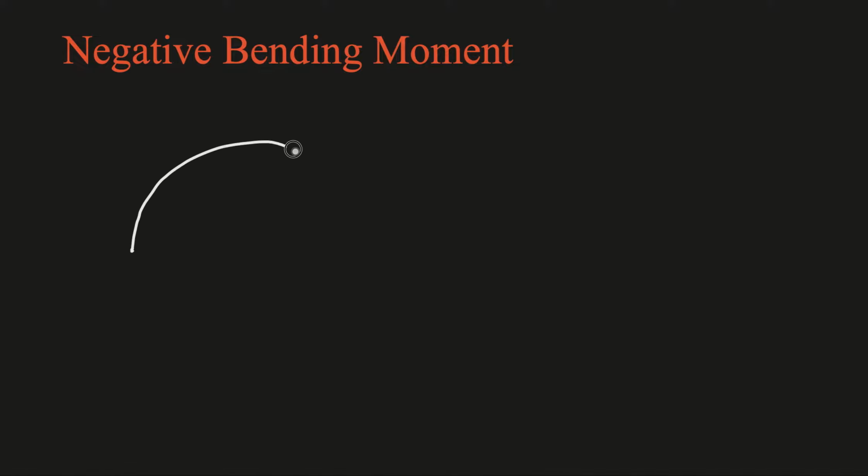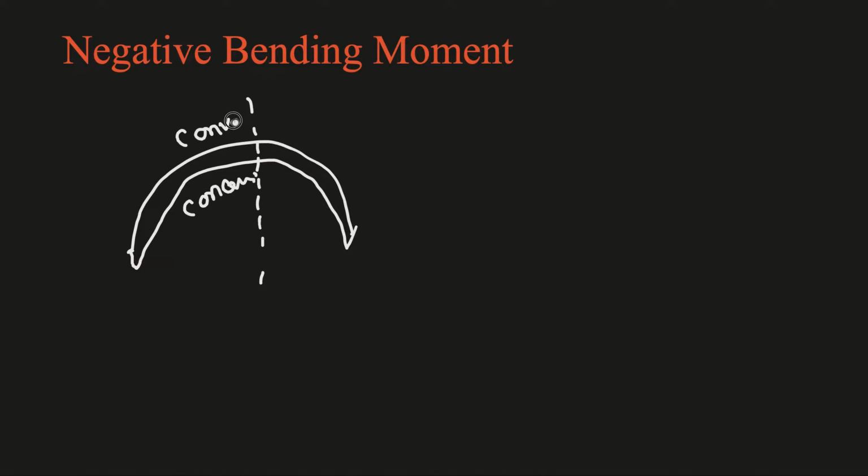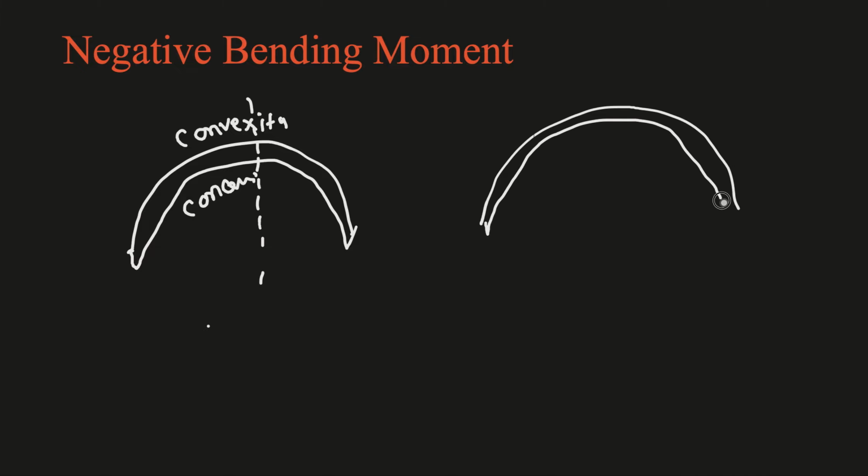Technically speaking, this is when the beam is bending like this. We have this section here. This is the concavity, this is the convexity. When the convexity is upwards and the concavity is downwards, then we can say that is negative bending moment. Another explanation, the same as what we discussed for positive bending moment: when the bending moments are anti-clockwise in the left portion and clockwise in the right portion, then we can say that is negative bending moment.